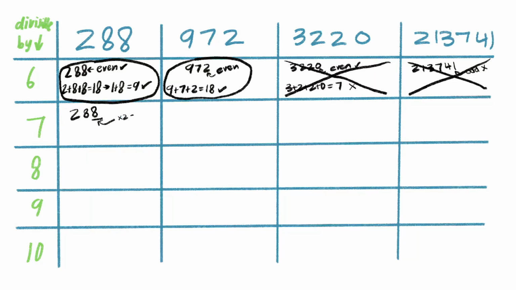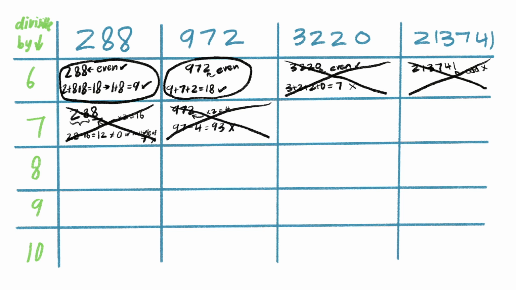That's because twice the unit digit 8 equals 16, and then we need to focus on the remaining part of the number, or the number without the units digit, and then find the difference between that and 16. Well, 28 minus 16 is equal to 12, and sadly, 12 is not equal to 0 or a multiple of 7, so that means 288 is not divisible by 7 either. With 972, we double 2, giving us 4, and 97 minus 4 is equal to 93. Sadly, 93 does not equal 0 or a multiple of 7 either, which means 972 cannot be divided by 7 thoroughly.